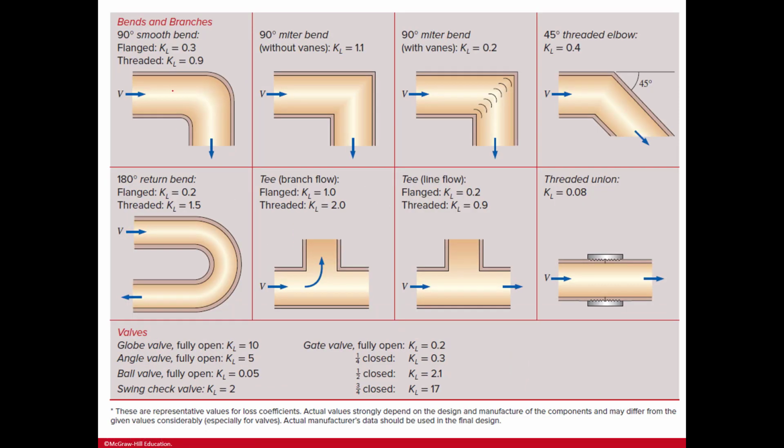Bends here, got branches, we've got a 180 return bend, you've got a T, really an upside down T, right? And then a threaded union, so this is conjoined and then it's threaded here. And then, oh, whoops, down here at the bottom, we have some valves as well. So these are just KLs for each of them, and it gives you each type, right? You've got a flanged or a threaded.